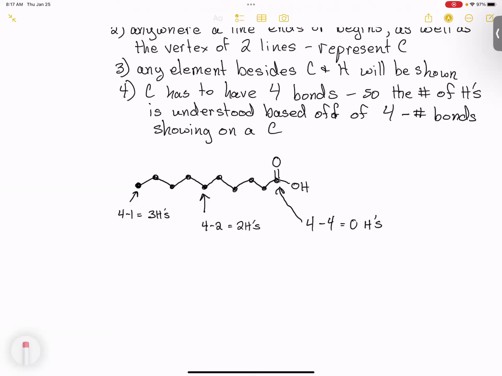Another is to give you the line structure and ask you for the name. And until we get to the chapter on carboxylic acids, I won't include naming this as an oic acid. It would have just been a straight chain alkane. But it would be something along those lines. So I'd either give you the formula and ask you for the name, or I'd give you the name and ask you to draw me a line structure.